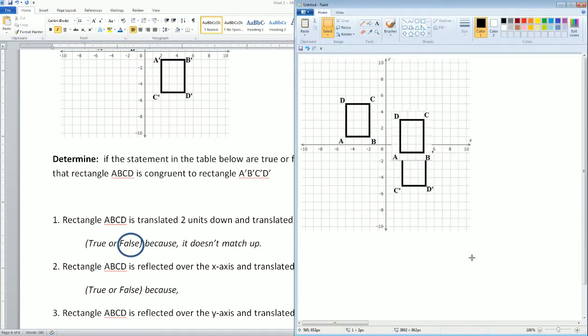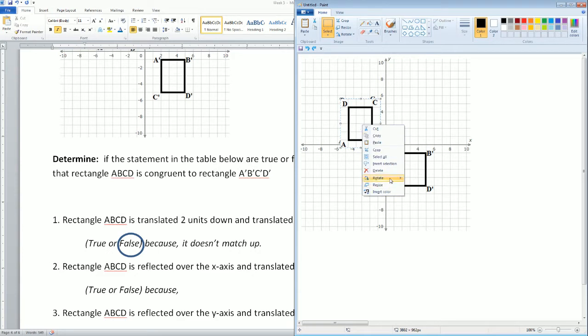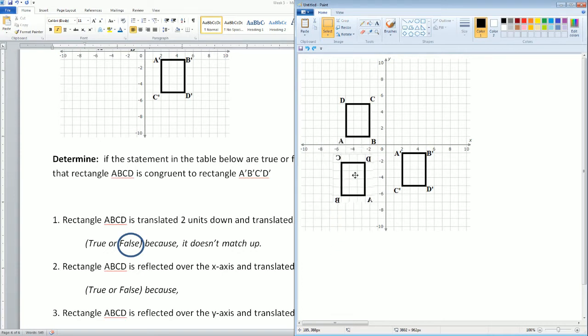Let's see if that one works. Let's grab the original image. Here it is, reflected over the x-axis. So it looks something like this after it reflects. Good. Then 7 units to the right.